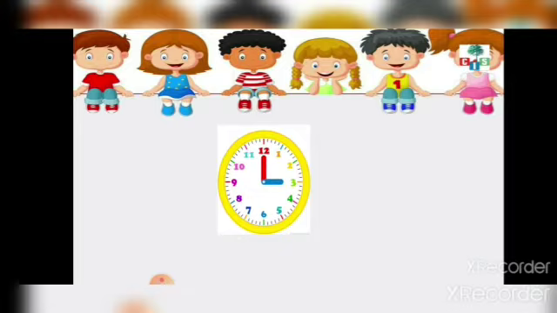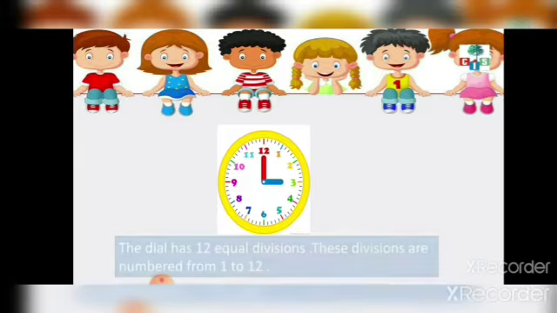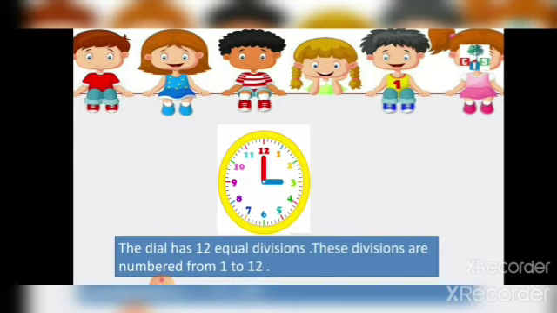Now, if you look at the slide, there is a clock, right? The visible side of the clock is known as its face. It has a dial. The dial has 12 equal divisions. These divisions are numbered from 1 to 12. Can you look at this clock? They are equal divisions, numbered from 1 to 12.